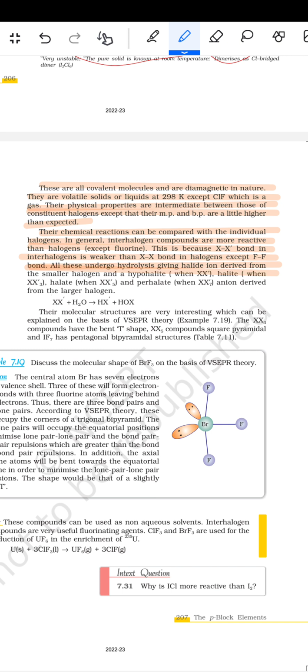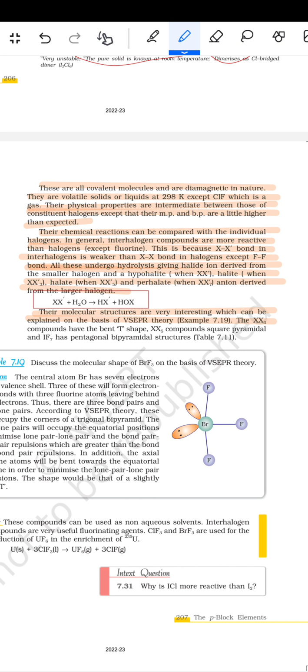a hypohalite when it is XX', halite when XX'3, halate when XX'5 and perhalate when XX'7 anion derived from the larger halogen. XX' plus H2O gives HX' plus HOX. The molecular structures are very interesting, which can be explained on the basis of VSEPR theory.